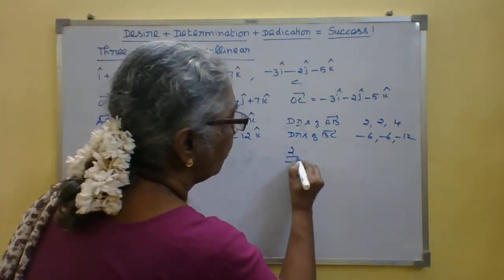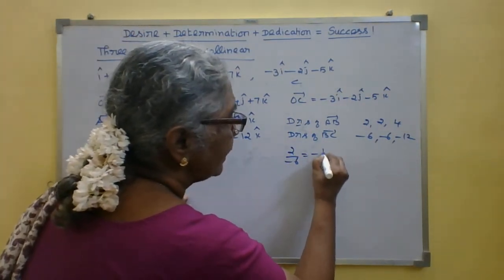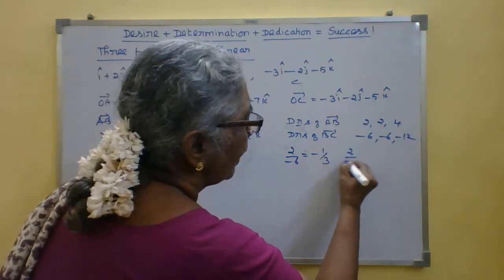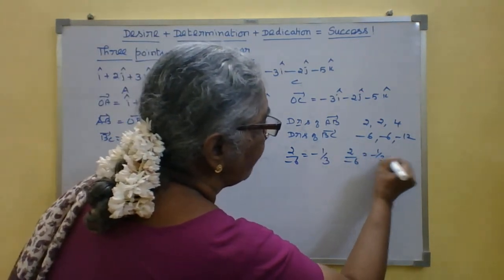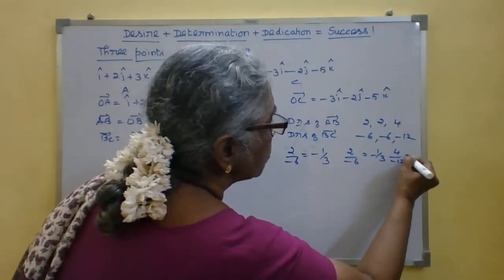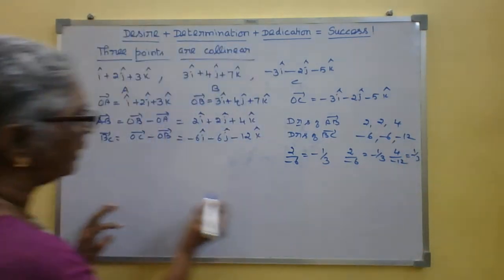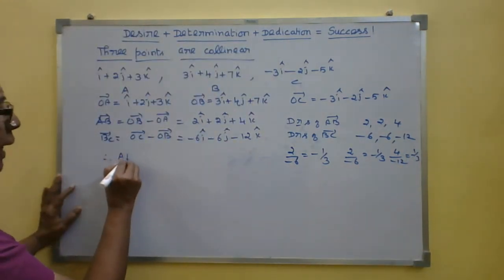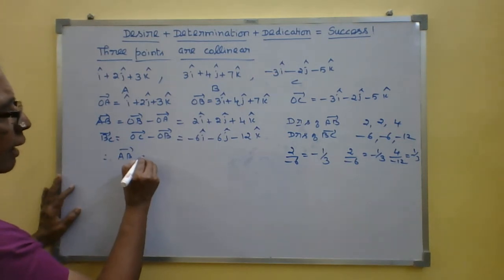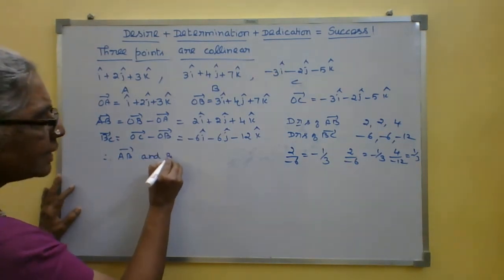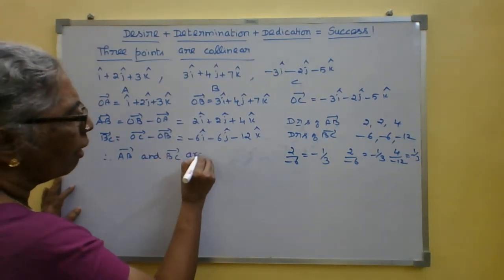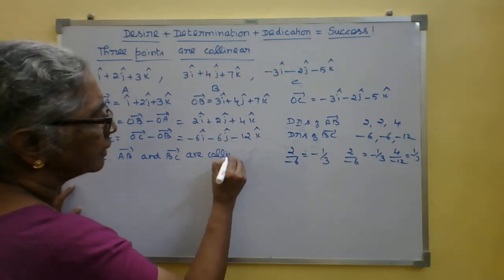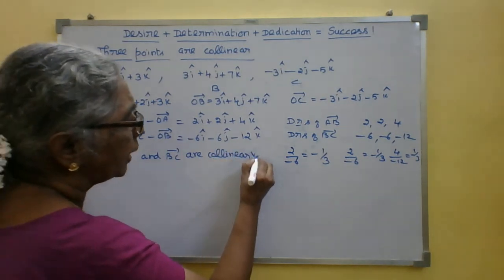You will get 2 by minus 6 is minus 1 by 3. 2 by minus 6 is minus 1 by 3. 4 by minus 12 is also minus 1 by 3. Therefore, now you can say AB vector and BC vector are collinear vectors. That is the conclusion you get.